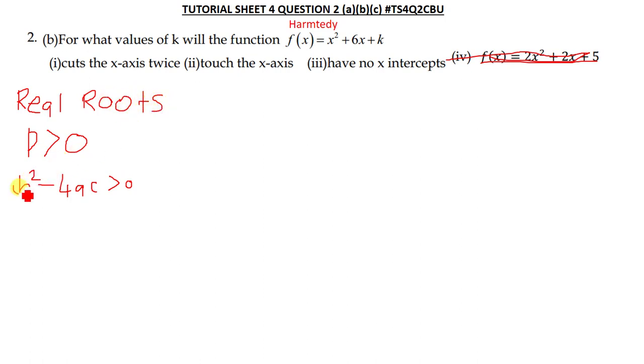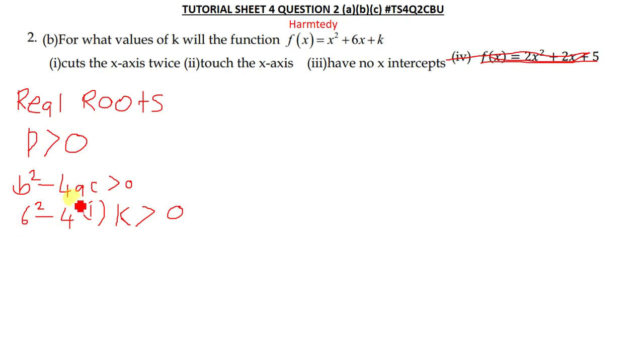And then while there is b squared there, you say 6 squared, which is 36. So let me just write it: 6 squared minus 4, and then our a from this equation is 1, and then our c is simply just k, and then this is supposed to be greater than 0.